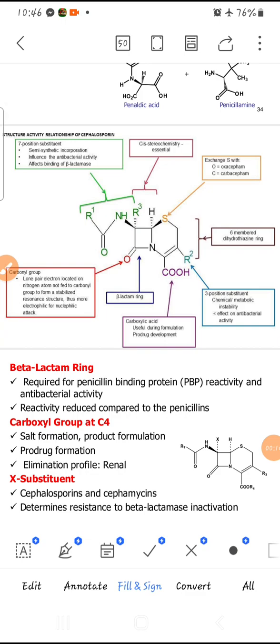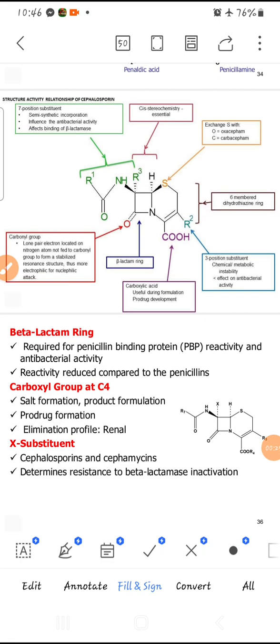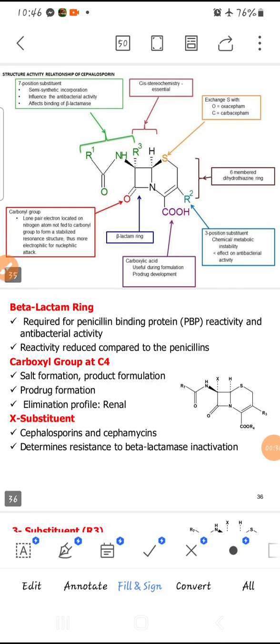Today we will see the structure-activity relationship of different antibacterial drugs, including cephalosporins, aminoglycosides, tetracyclines, and the quinolones.